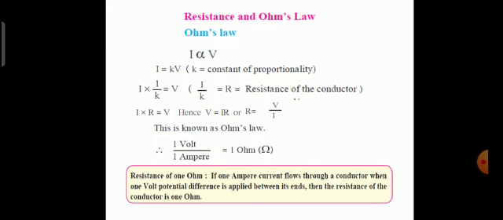So here current is given by I and potential difference is given by V. So I is directly proportional to V. And here we take K as a constant, so that we can give the sign of equality. So I is equal to KV. K is the constant of proportionality.